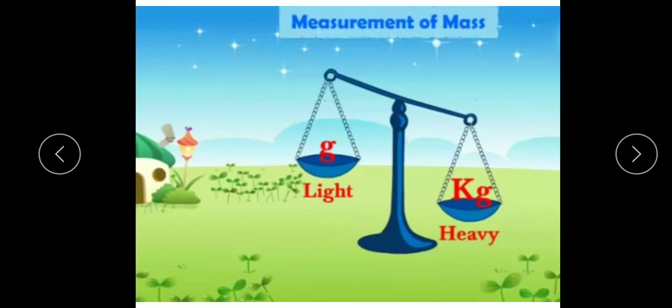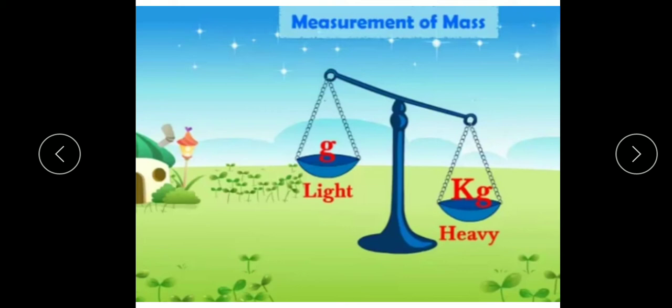And children, gram is used to weigh light objects or light things, and kilogram is used to weigh heavy objects. So gram and kilogram are the standard units of weight.